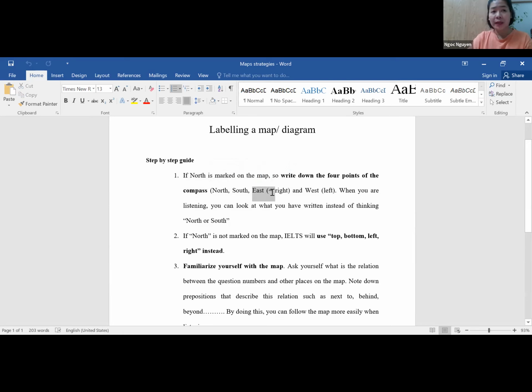So when people say go west or go to the west, or go further west, it means go to the left. And if you don't see the word north or the compass on the map, it means that IELTS would use the language top, bottom, left, and right instead. Okay, let me share my screen to show you what I mean.